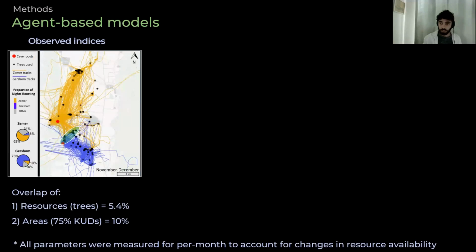Okay, a little bit about the methods. I will try not to be too technical here, so I ask for forgiveness in advance. We calculated 2 indices of overlap. One is of trees, we call it resource overlap. On average, 5.4% of trees were shared between the colonies, averaged across months, because months have different resource availability. And about 10% on average of areas, meaning if you take all the individuals visiting everywhere and make a home range out of it, and ask how much it overlaps, it's about 10%.